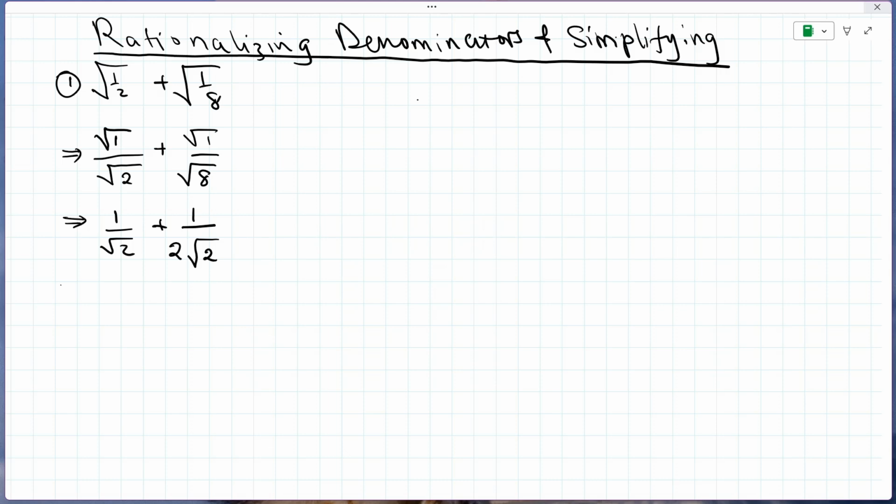So we can then add these two expressions together using our normal fraction addition methods. So in this case, we take the lowest common multiplier, which will be 2 root 2. So 2 root 2 divided by root 2 is 2. 2 times 1 is 2, plus 2 root 2 divided by 2 root 2 is 1 times 1 is 1. So the final answer here would be 3 over 2 root 2.